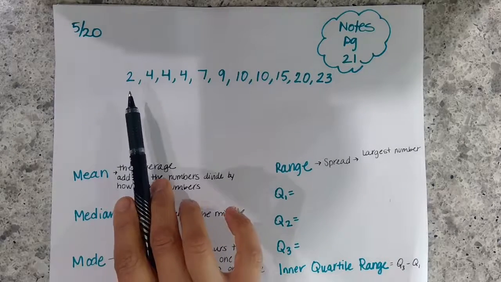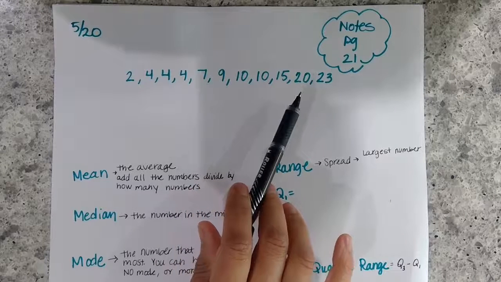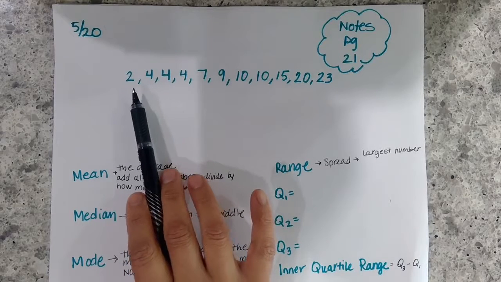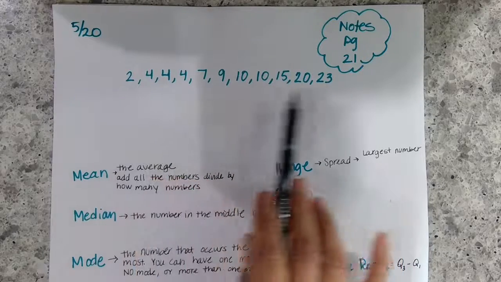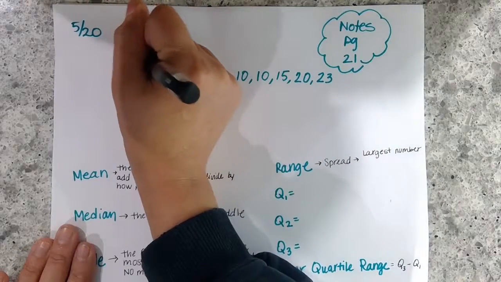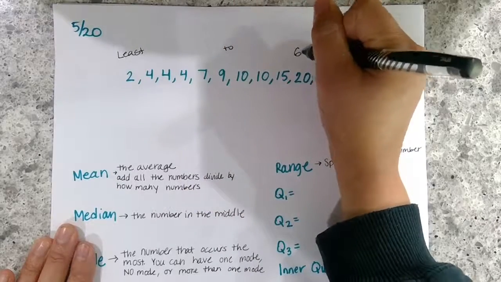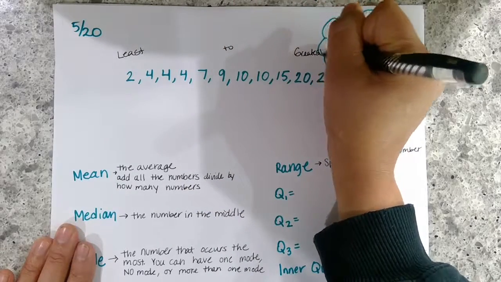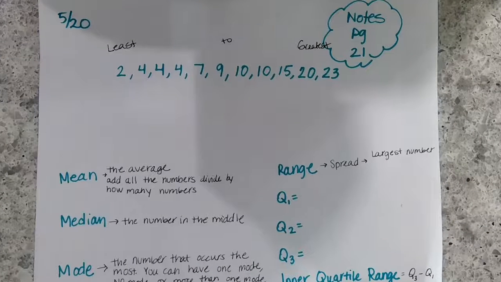We have a list of numbers, and if they did not give you the numbers listed, they always have to be in order from least to greatest. So if they're random numbers, you have to organize them from least to greatest. So let's write that. So we have to have the numbers organized from least to greatest. And then we're going to find some of this stuff that we'll talk about in a minute. Then what you do is we're going to do a box and whisker plot.